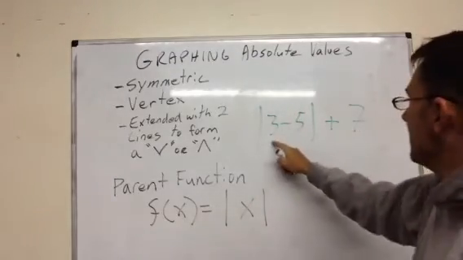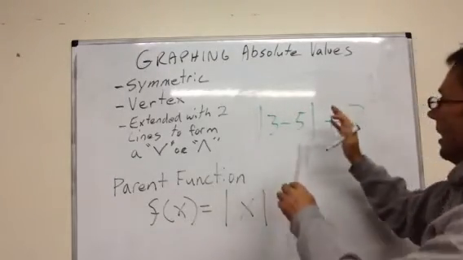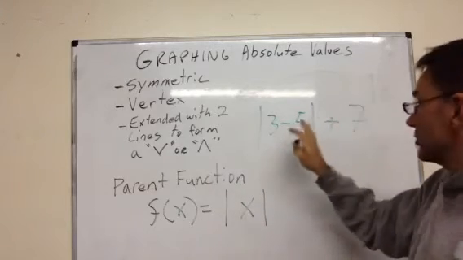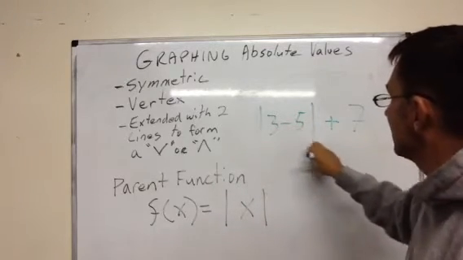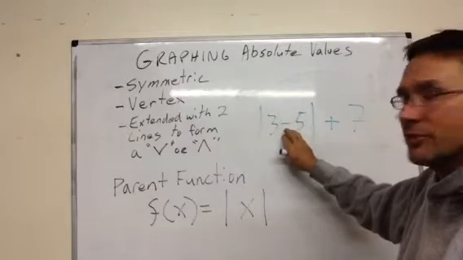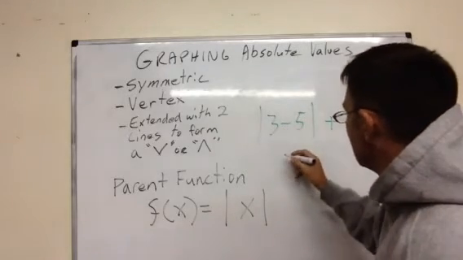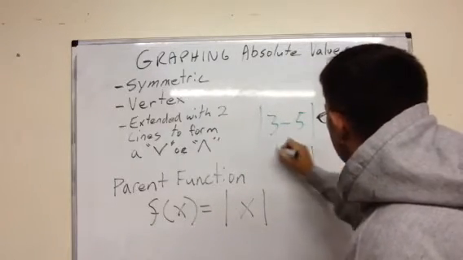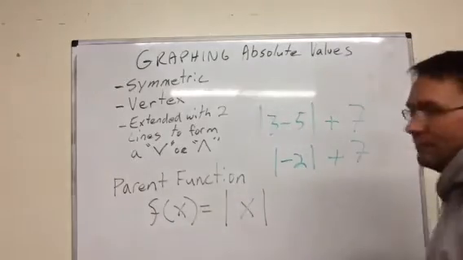So we have to evaluate this first. This is a grouping symbol, just like parentheses. Just like parentheses, we have to solve what's inside first. So 3 minus 5 is negative 2. And then we solve plus 7.